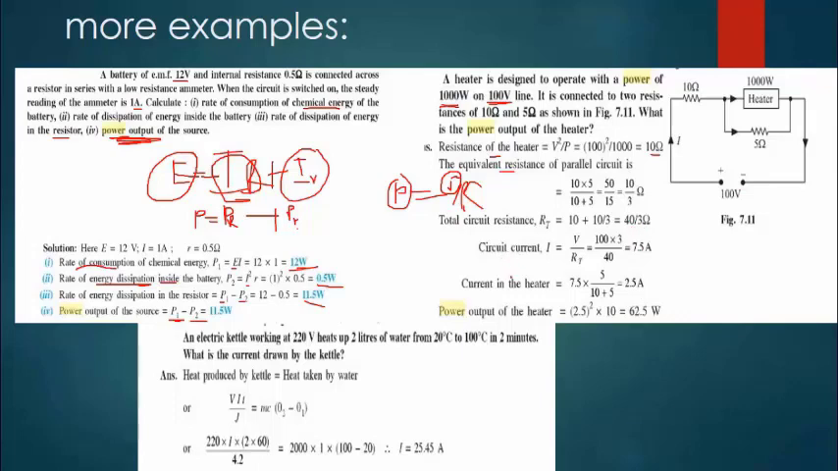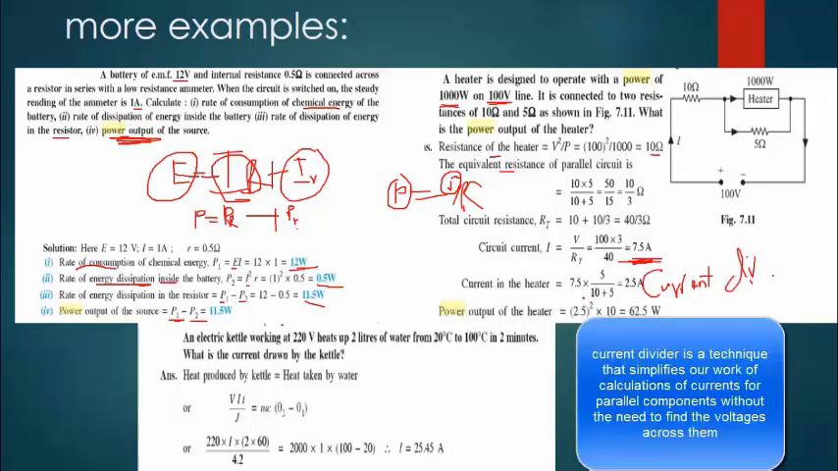So the current in the circuit, because we are using the total resistance and we are using the total voltage that the battery can offer, we get the total current that is passing through the whole circuit. So it is 7.5 amperes. But again, here we use our principle of current divider. So in such cases is when the principle of current division can help us.